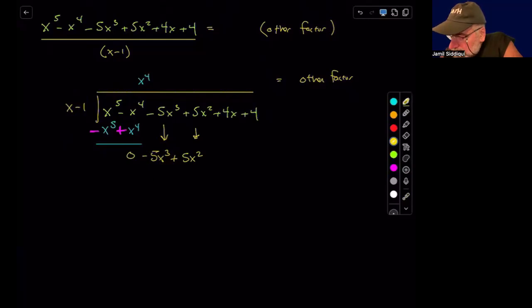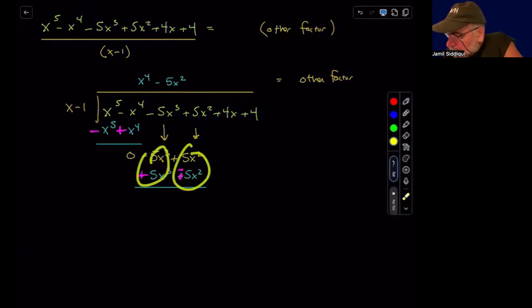Well, that sounds like I should probably multiply that by a negative 5x squared. So let's do it. Let's distribute that negative 5x squared to both those guys. What am I going to get? I'm going to get negative 5x cubed plus 5x squared. So now what am I going to do? I'm going to change the signs and add. Now when I do that, these line up perfectly. These are both going to give me 0.